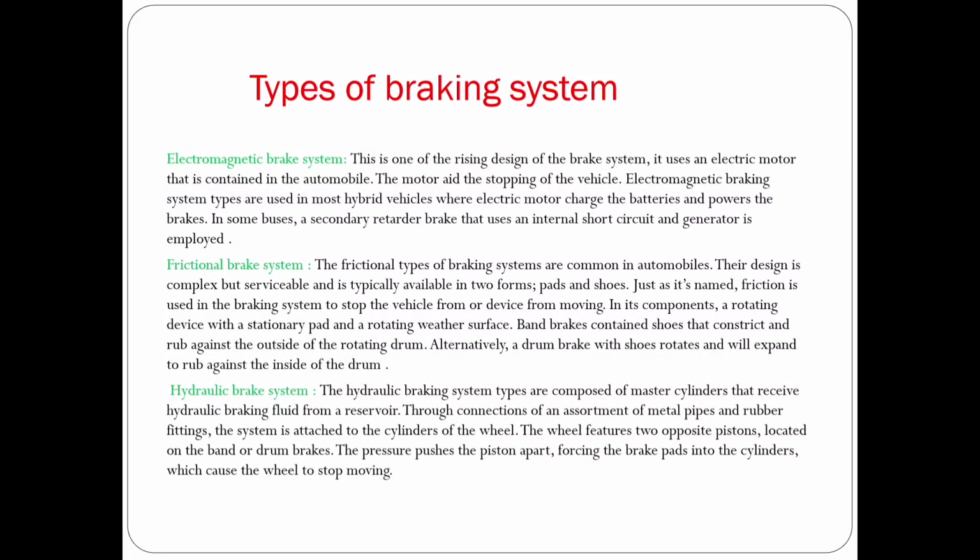Next, the hydraulic brake system. The hydraulic braking system is composed of a master cylinder that receives hydraulic braking fluid from a reservoir through a connection of an assortment of metal pipes and rubber fittings. The system is attached to the cylinder of the wheel. The wheel cylinder features two opposite pistons located on the band or drum brakes. The pressure pushes the pistons apart, forcing the brake pads into the cylinders, which causes the wheel to stop moving.